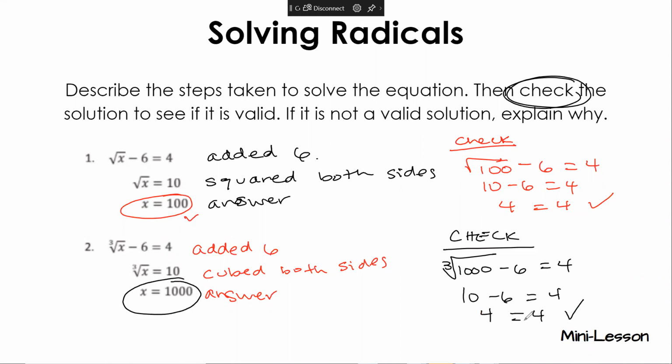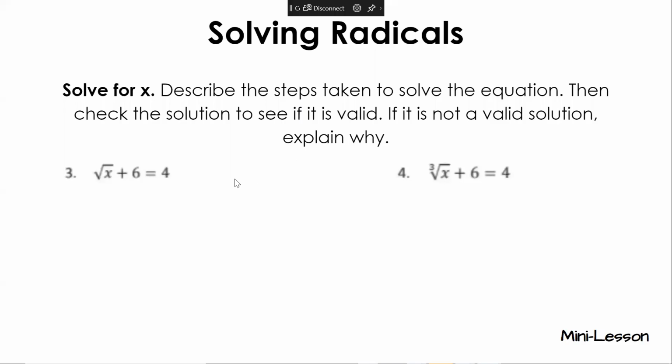If we got any other number on this other side, like if these two parts were not equal to each other, this would not be an answer. But since they are equivalent, then x would be our answer. So looking at this first problem, what's the first thing I'm going to do? What was the first thing that we did on the last two problems? We moved the 6, right?